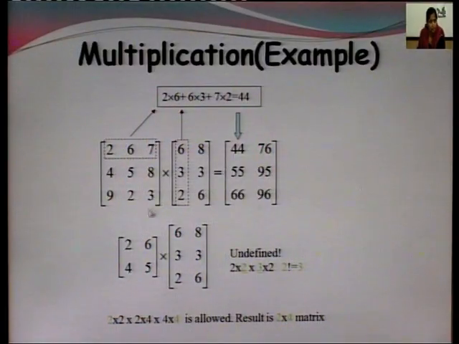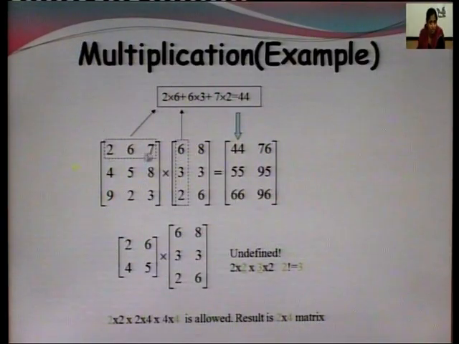So, if it's a 3 by 3 matrix and this is 3 by 2, it satisfies the condition that the number of columns in the first matrix equals the number of rows in the second matrix. So, we can multiply these two matrices. How do we perform the multiplication? We multiply the elements of the first row with the corresponding elements of the first column. This means 2 multiplied by 6 plus 6 multiplied by 3 plus 7 multiplied by 2, and the result is 44. This we place at first row, first column.